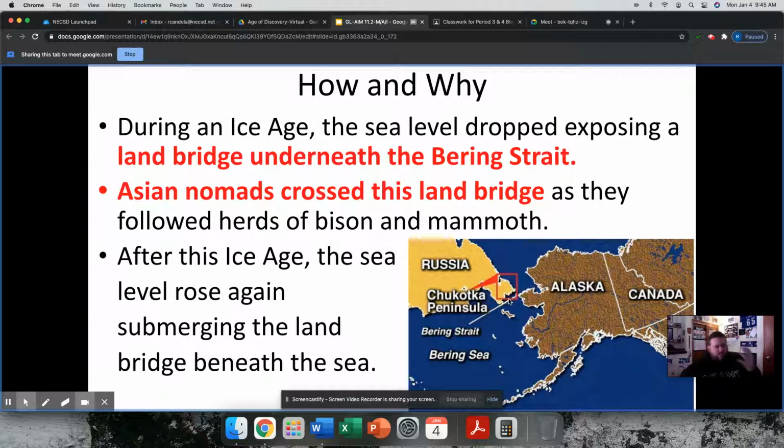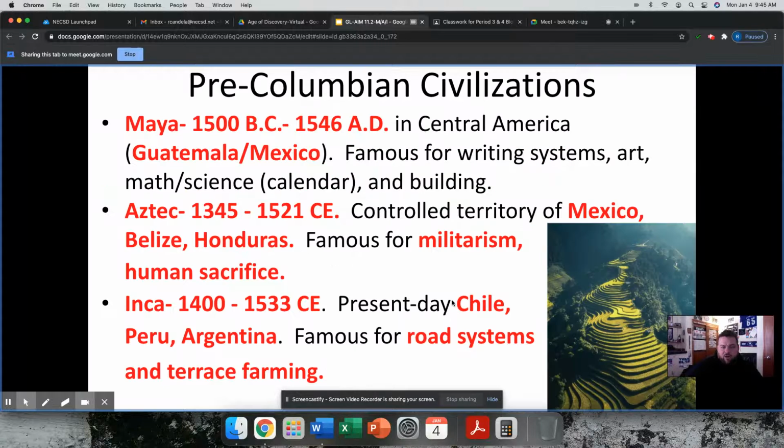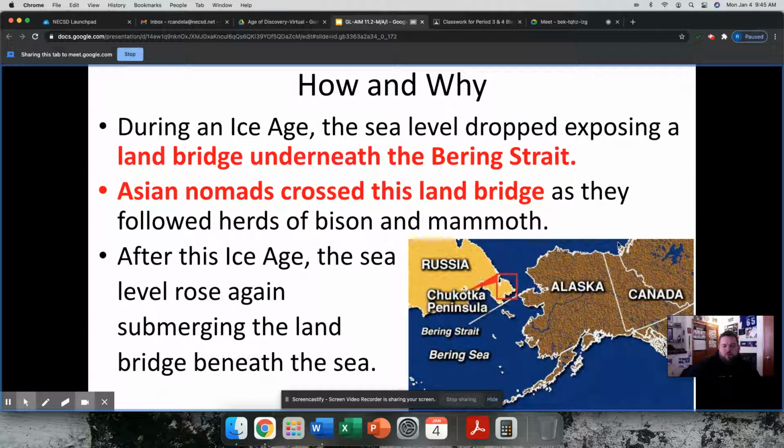Once you get to Alaska, the Americas are connected all the way from the very top of Canada and the North Pole all the way to the bottom of Argentina. So all that stuff's connected. The land bridge beneath the Bering Strait is the most likely explanation as to how people got here to begin with. Eventually, that ice age is going to end, sea levels are going to rise, and it's going to submerge that land bridge, creating the Bering Strait.